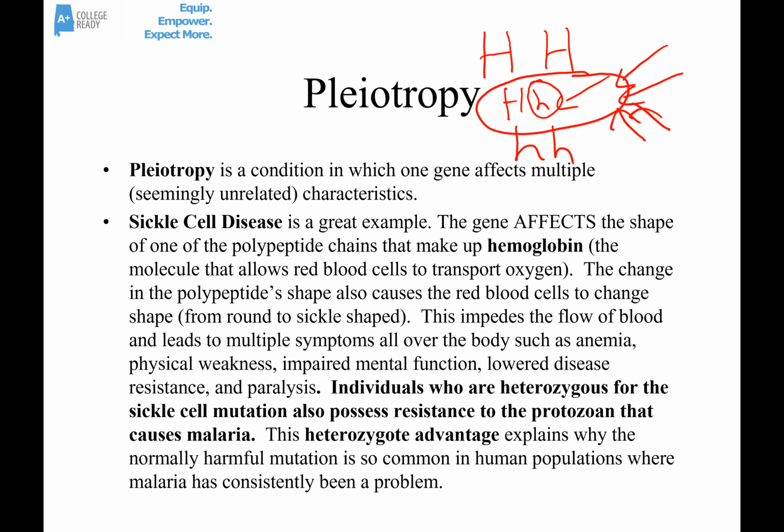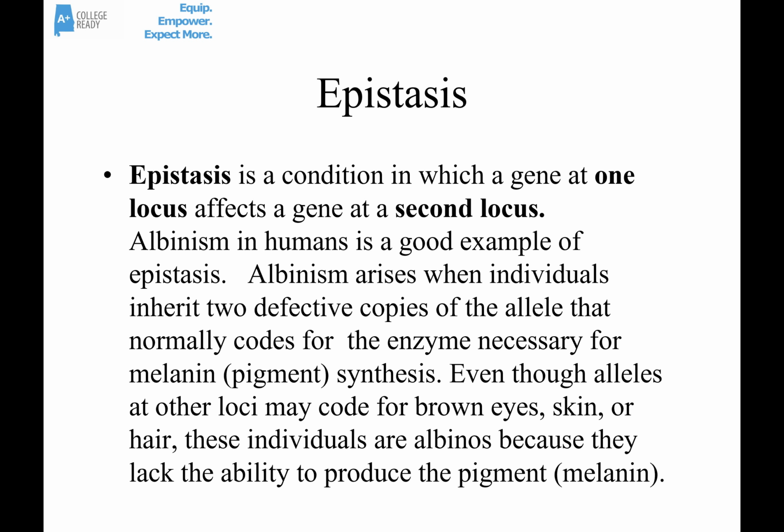Epistasis is another non-Mendelian inheritance pattern. This is a condition in which a gene at one location on a chromosome affects a gene at a second locus, or second location, on a chromosome. Albinism in humans is a really good example of this.